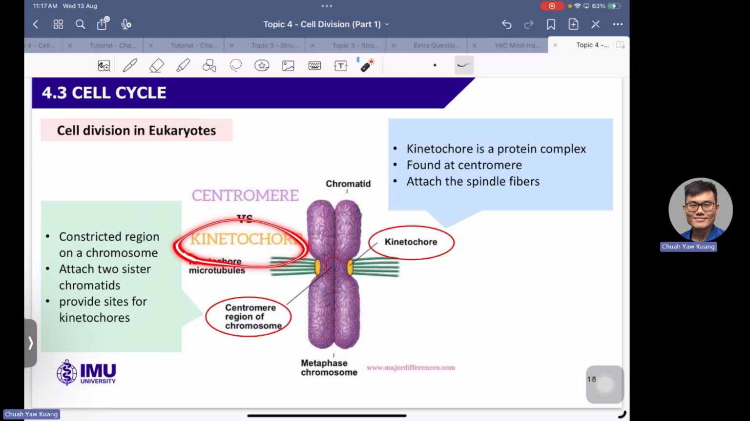So kinetochore. Kinetochore is actually the protein that attaches to the centromere. That is the kinetochore, the yellow one. Why do they need the kinetochore? Because it allows the spindle fiber or the microtubule to bind to the kinetochore, then the kinetochore binds to the centromere. So that's why they can later pull the chromosome. That's the difference.